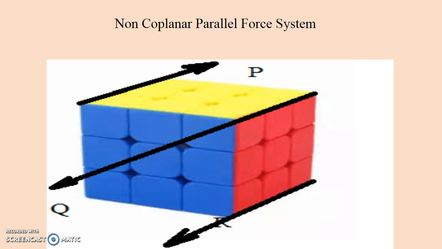Non-coplanar force systems. There are three different types: non-coplanar parallel force system, non-coplanar concurrent force system, and non-coplanar non-concurrent force system. This is a parallel force system where the forces P, Q, R acting on the body are parallel to each other, but they are not coplanar. They are acting on different planes. Such a force system is called a non-coplanar parallel force system.